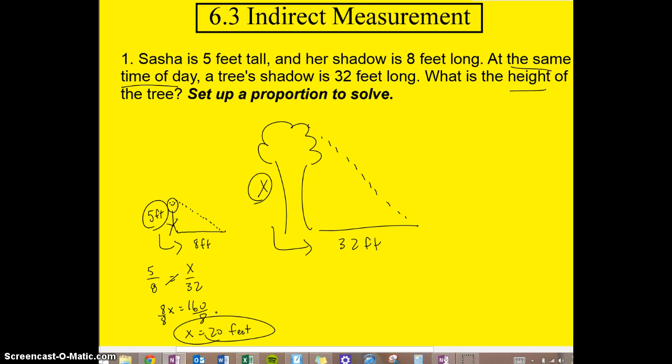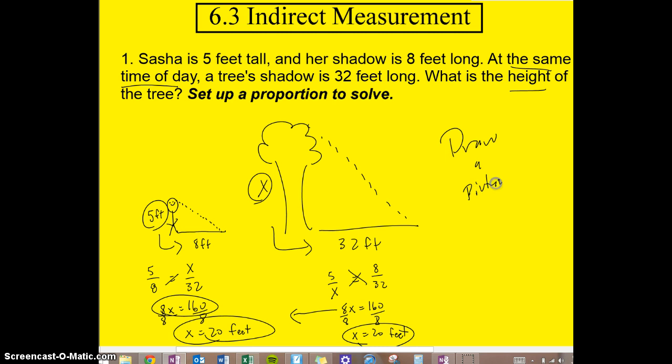The other way you could do it is height to height, so 5 compared to X, 5 over X equals shadow compared to shadow, 8 over 32. Cross multiply, 8X equals 160, and you'll have the exact same answer because you have 8X equals 160 on the right and 8X equals 160 on the left. So both ways, the height of the tree is 20 feet. Again, the best thing to do is draw a picture, and then set up your proportion. Pretty basic.